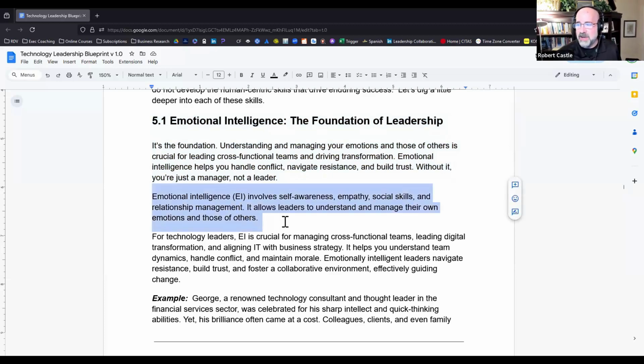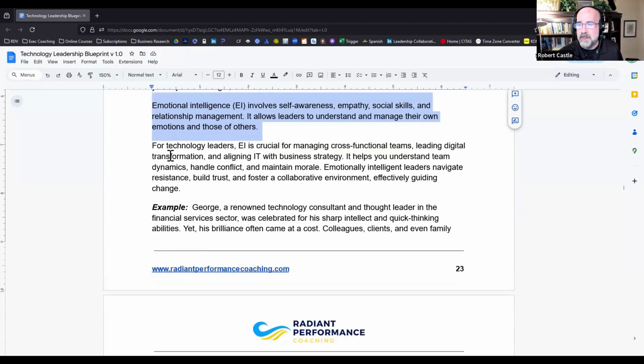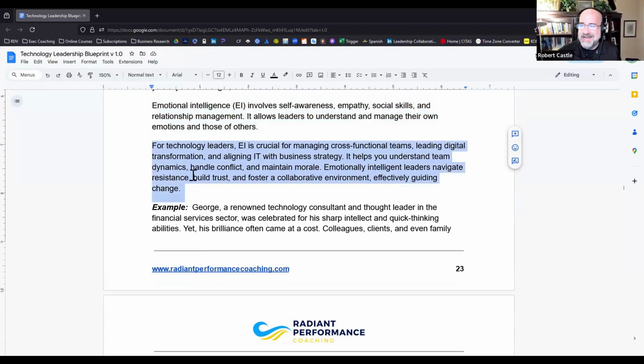Emotional intelligence involves self-awareness, empathy, social skills, and relationship management. It allows leaders to understand and manage their own emotions and those of others. For technology leaders, EI is crucial for managing cross-functional teams, leading digital transformation, and aligning IT with business strategy. It helps you understand team dynamics, handle conflict, and maintain morale. Emotionally intelligent leaders navigate resistance, build trust, and foster a collaborative environment, effectively guiding change.